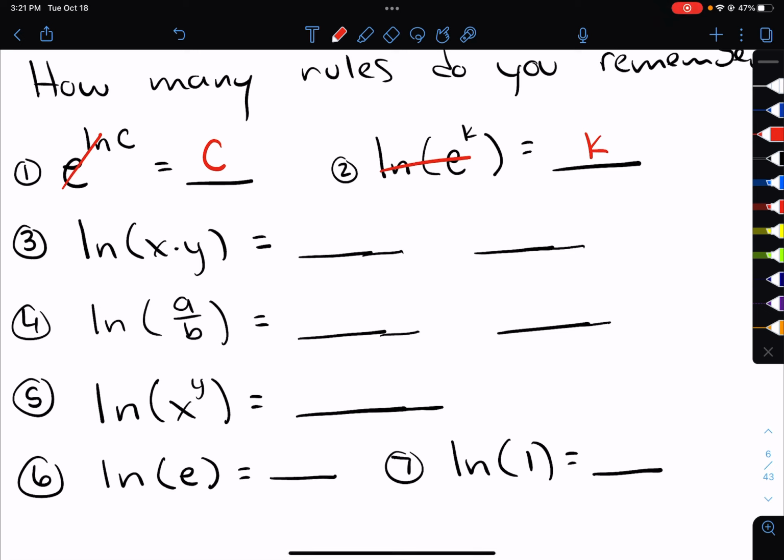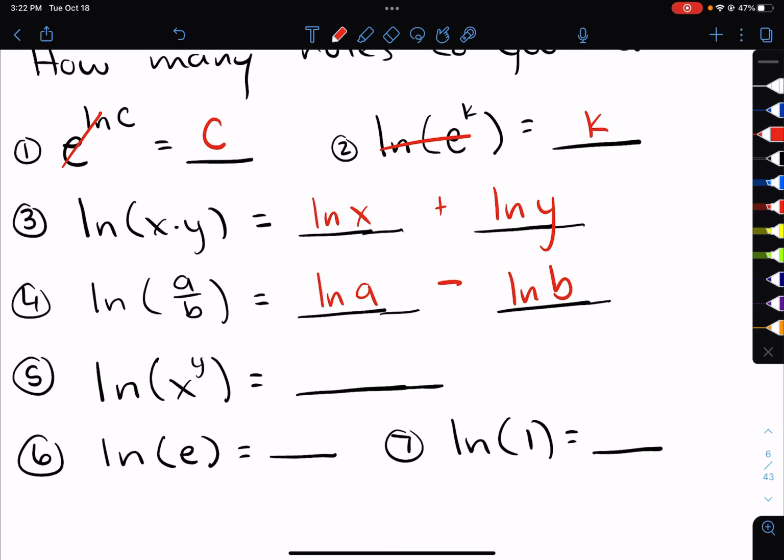If I have the natural log of two things being multiplied, I can split that up into the natural log of the first thing plus the natural log of the second thing added together, right? If I have two things being divided inside a natural log, I can split the top up and the bottom separately with a minus in between. I can take the top minus the bottom, both of them with a natural log in front.